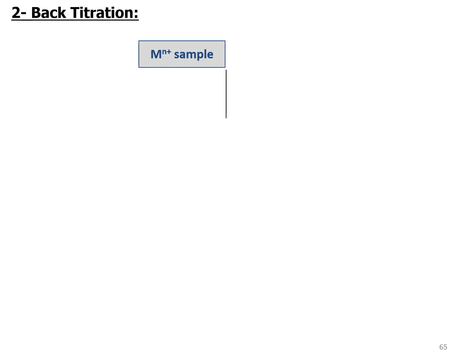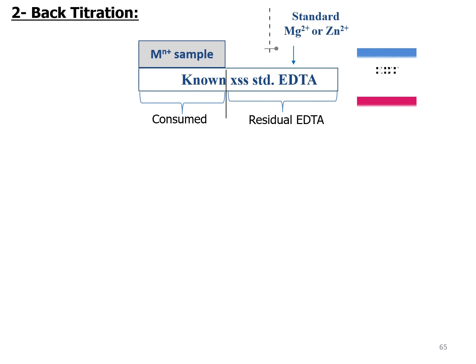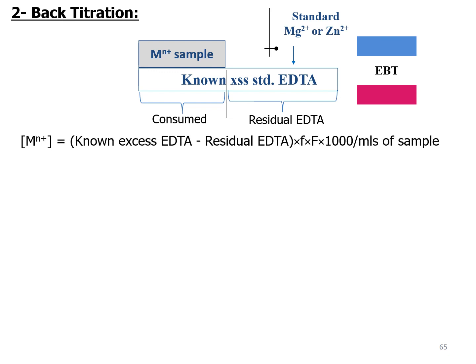Central metal ion sample. We add a known excess of standard EDTA. Part of this EDTA will be consumed, resembling the volume and quantity of the metal. Then the residual EDTA will be titrated against standard magnesium or zinc using EBT as indicator, and the endpoint will now be reversed, from full blue to the wine red color.